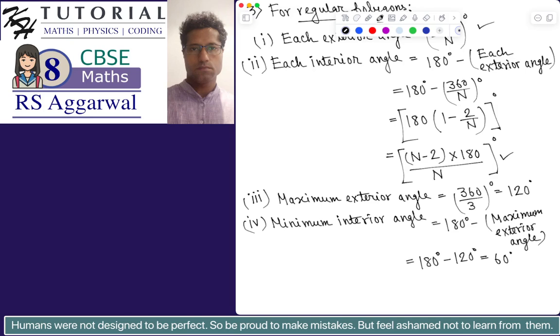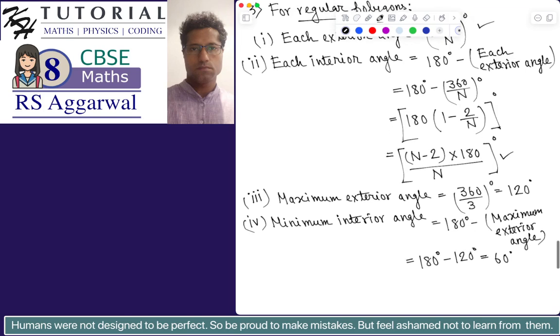So this maximum exterior angle and minimum interior angle happens for a regular polygon of 3 sides, which is a triangle, and specifically an equilateral triangle. We know that the angles of an equilateral triangle are all the same, which is 60 degrees. So the minimum interior angle of a regular polygon is the interior angle of an equilateral triangle, which is 60 degrees, and the maximum exterior angle of a regular polygon is the exterior angle of an equilateral triangle, which is 120 degrees.